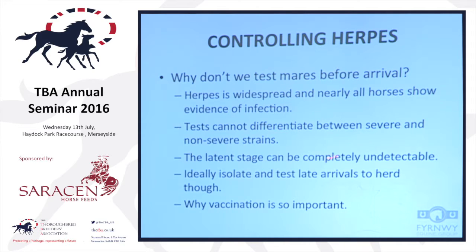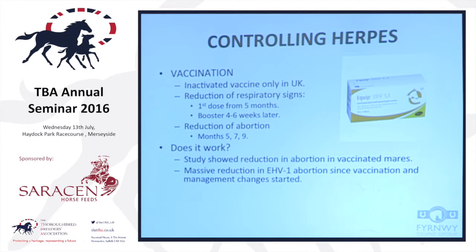You can't differentiate between the strains of the virus that cause a problem and the ones that don't. And the latent stage can be completely undetectable anyway. So you could have a very low antibody level and it could still have a latent infection. I've already mentioned that about isolating and testing. But this is why vaccination is so important with herpes, because there's always going to be that gap between finding that first case and working retrospectively, so the biosecurity becomes a little bit retrospective.